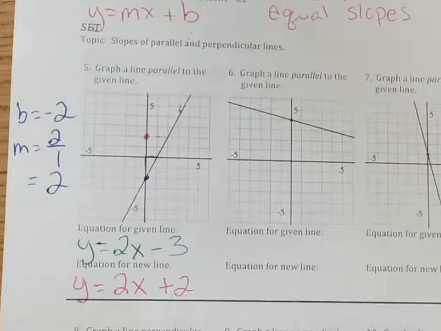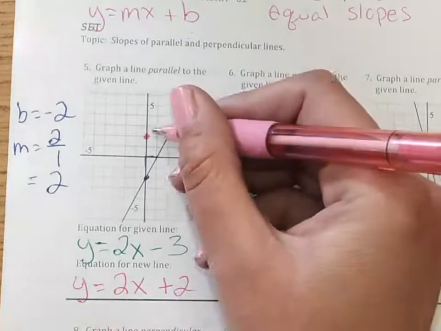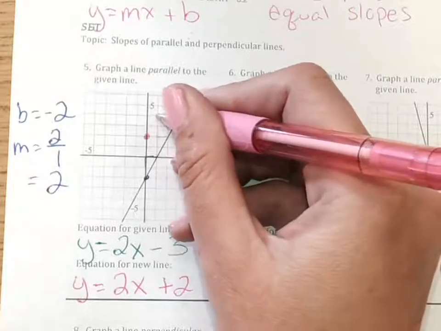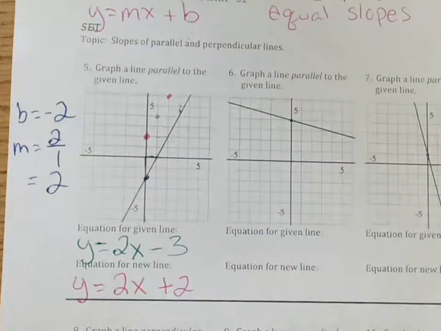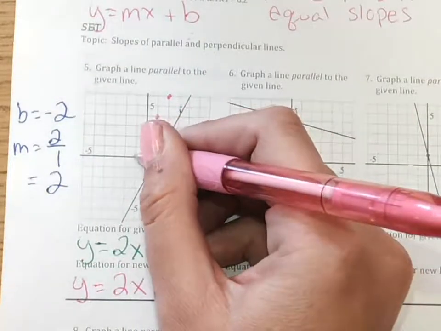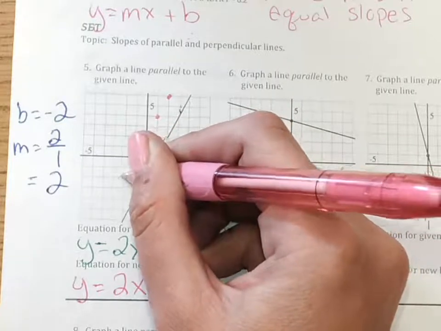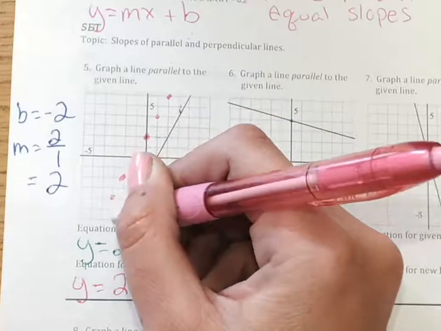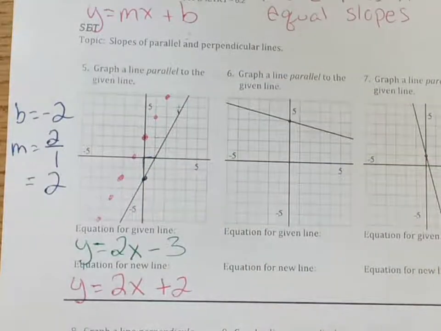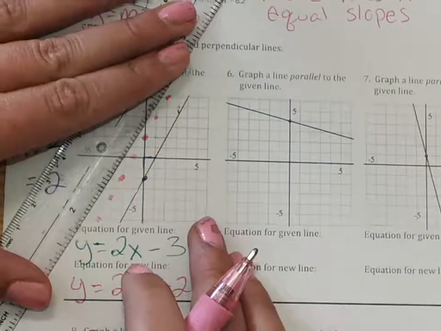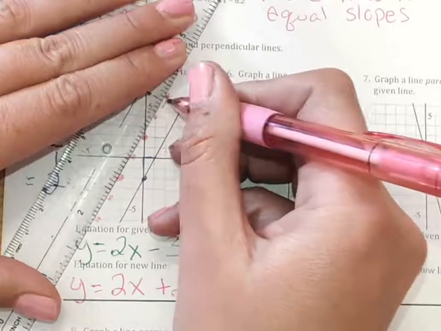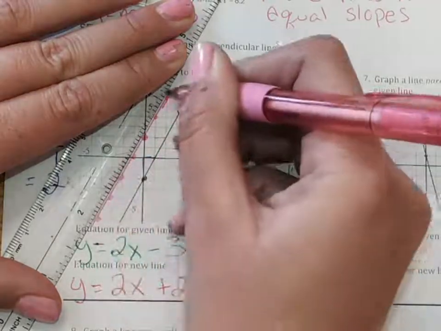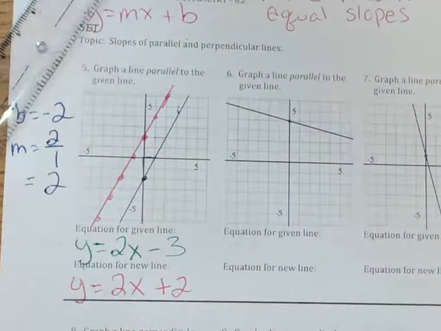All right, then my slope is 2. So I'm going to go up 2, over 1, up 2, over 1. And then let's go the other way. So we go the opposite, right? Down 2, left 1, down 2, left 1. Down 2, left 1. Okay, let me get my ruler. There we go. So same slope.